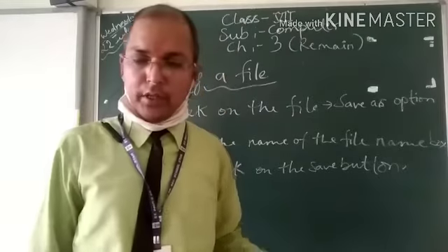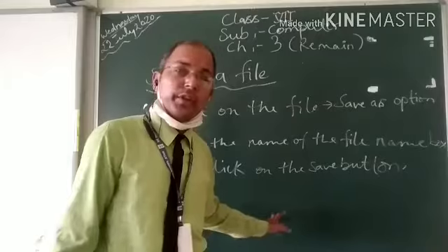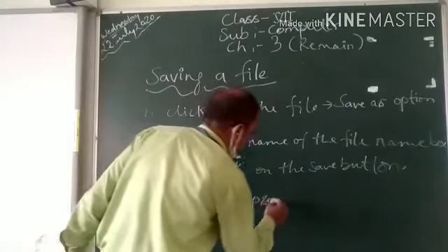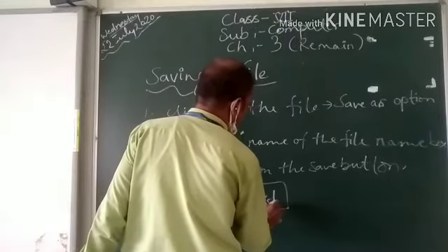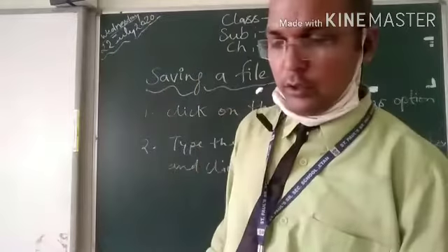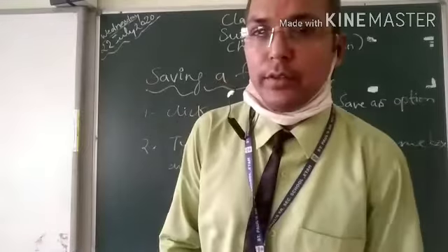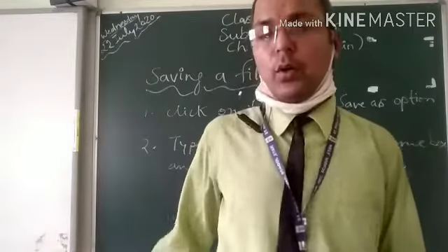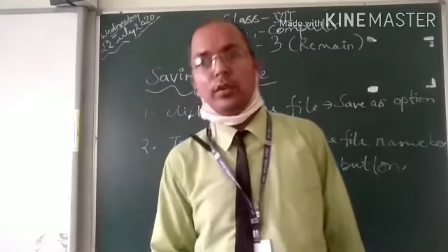The extension name of a Photoshop document file is .psd. You will save your file in .psd. So this is the Save As dialog box. Okay, and in the next video we will start many more types of things.